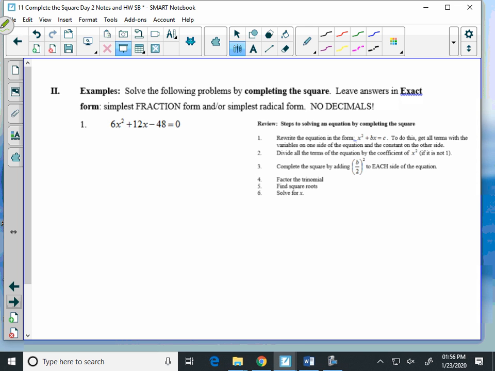So, we want to solve this by completing the square. In order to do that, we have to get rid of that 6. What do we need to do with that 6? Divide it. So we're going to divide everything by 6. That cancels. We're left with x squared plus, what's 12 divided by 6? 2. What's 48 divided by 6? And that is equal to 0.